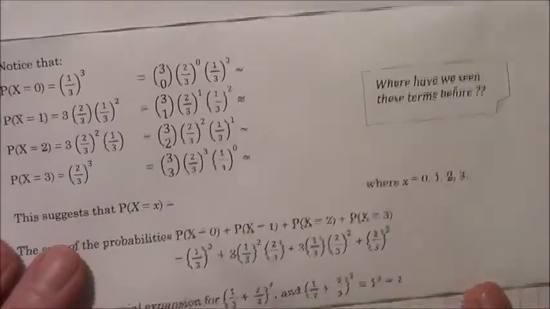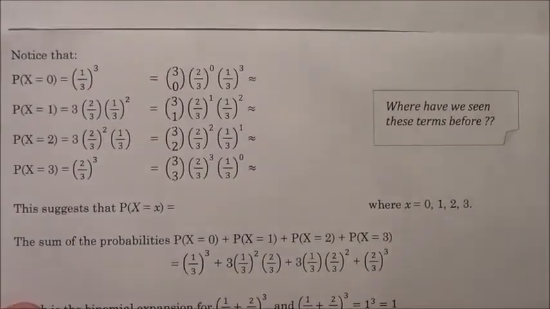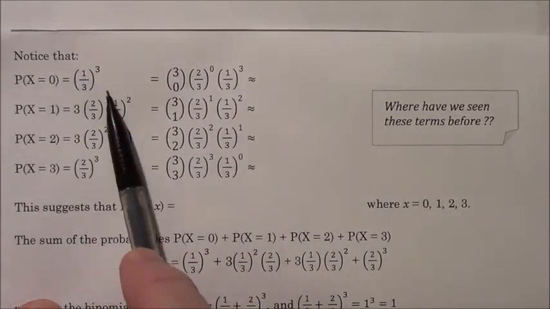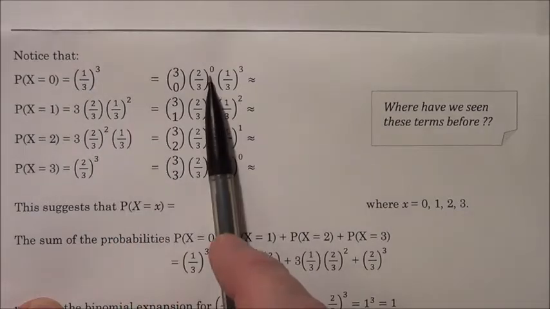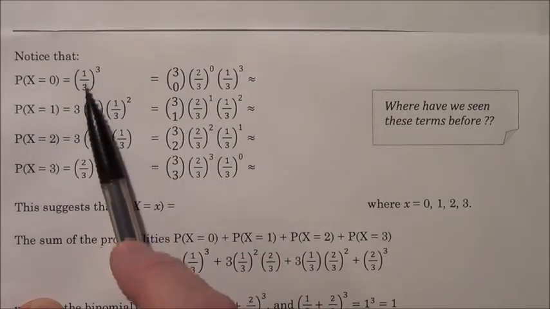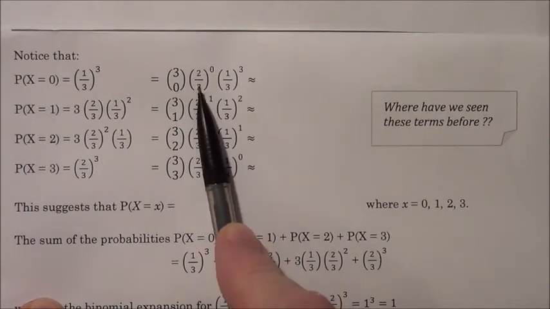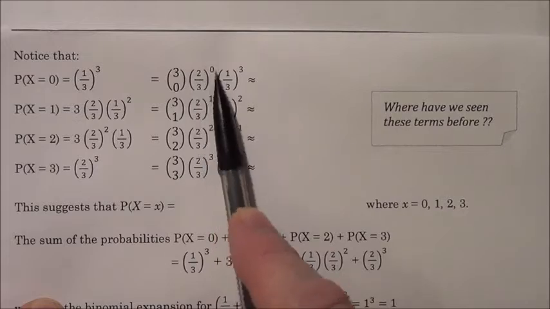So if we look at these, I think we've seen this sort of pattern before. 1/3, well, there's another way to get 1/3 cubed: we multiply 1/3 cubed, there's the failure, by 2/3 to the power 0, because that's just 1.